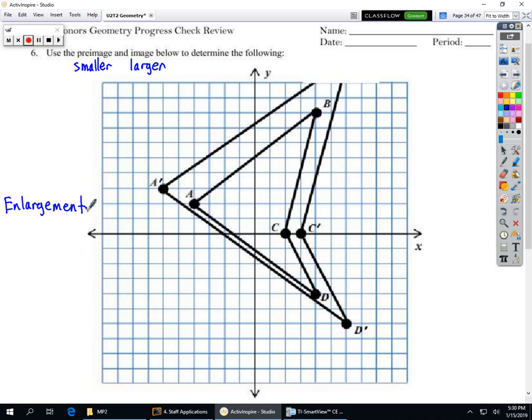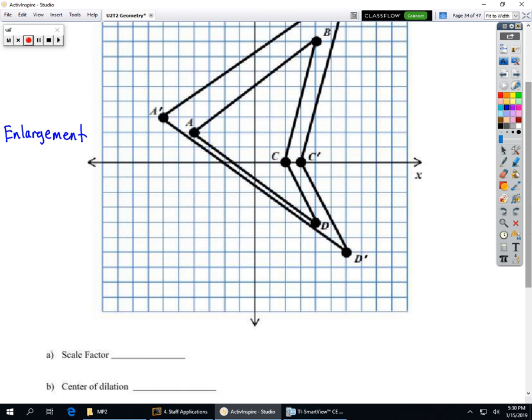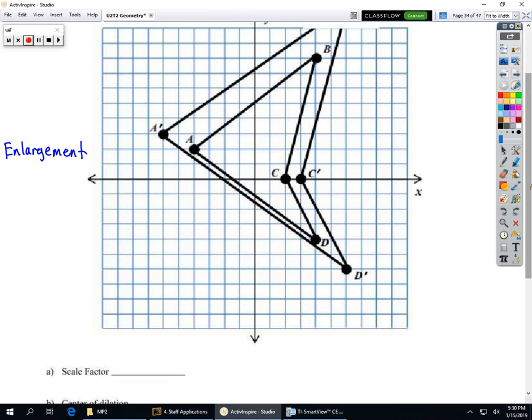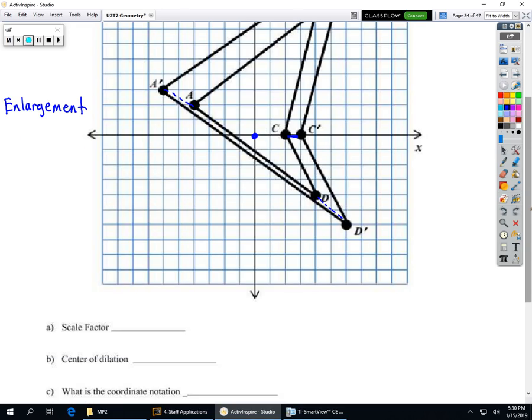Enlargement. First things first, it's asking me to find the scale factor. That's going to be hard because all these sides are diagonal, so I really can't measure any of these sides. So in this case, I will need to find the center of dilation. To find the center, I connect C and C prime, D and D prime. Where do they all meet? A and A prime, even B and wherever it's coming from. They all go towards here. In this case, the center of dilation is 0, 0.